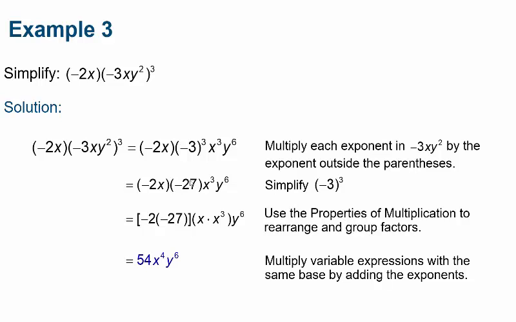Next, I'm going to take this expression and multiply it now. I'm going to take minus 2 and multiply it by minus 27. I'm going to write that here. And I need to take this x and multiply it by x cubed. Well, minus 2 times minus 27, negative times negative becomes a positive. So 2 times 27 gets me 54. And x times x cubed, remember here I'm going to add the exponents. There's an invisible 1 here. So 1 plus 3 gets me x to the 4th. And this y to the 6th power, don't forget that that comes down. My final answer here is 54x to the 4th, y to the 6th.